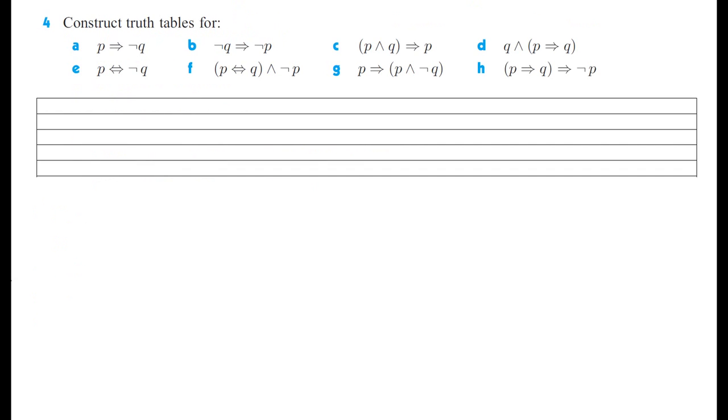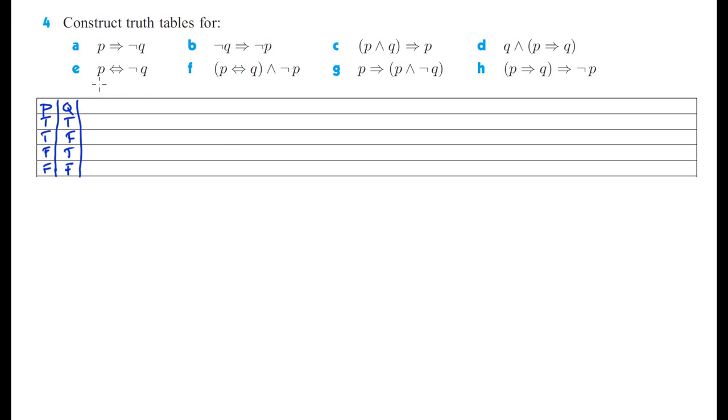Okay, next one, construct truth tables for all of these implications. So again, let's go with P and Q. So this is true, true, false, false. And then we've got true, false, true, false. Okay, I don't see any R's in here, so we should just need these two.